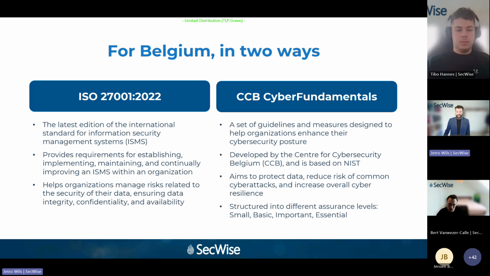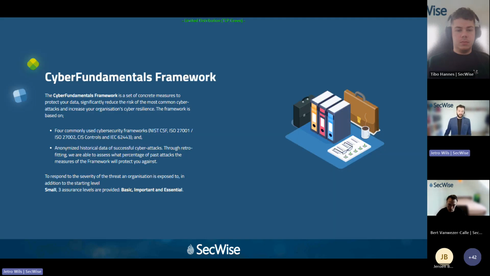Okay. Now you say, Jetro, I'm hearing a lot about this Cyber Fundamentals framework from the CCB. It's really nice. It's really good. It initially was a copy, I wouldn't say copy, but yeah, from the NIST, which is the US ENISA, let's say, the US-based institute that manages all the economic standards. And they have a standard on cybersecurity, the cybersecurity framework, the NIST CSF. What our CCB did was they took a copy of that and then they added a lot of extra controls and made it really practical to use. So that's the Cyber Fundamentals framework.